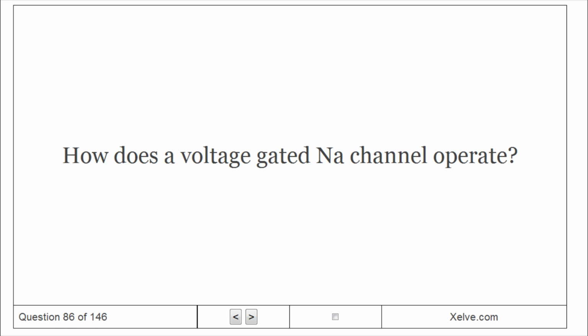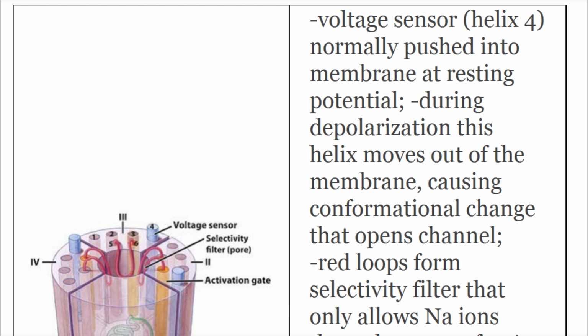How does a voltage-gated Na channel operate? Voltage sensor, helix 4, is normally pushed into the membrane at resting potential. During depolarization, this helix moves out of the membrane, causing a conformational change that opens the channel. Red loops form a selectivity filter that only allows Na ions through at a rate of 10^7 ions per second.